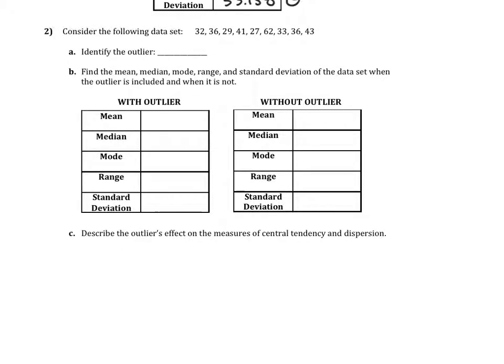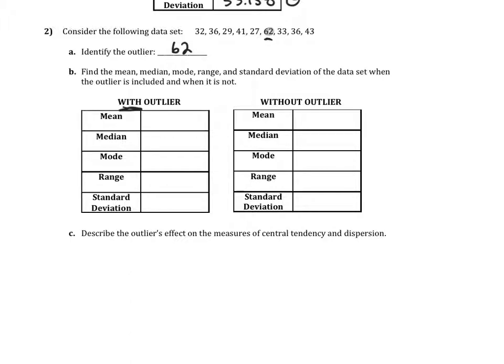Moving on to the next type of question, we're going to throw an outlier in. Remember, an outlier is a number that is either much greater or much smaller than our set of data. So looking at our set of data, I'm going to highlight it here, 62 is a number that is much greater than the rest of our data. So we're going to identify that as 62. Then we need to find our standard deviation, mean, median, mode, and range. So first we're going to use all our numbers, including the 62, to find mean, median, mode, range, standard deviation.